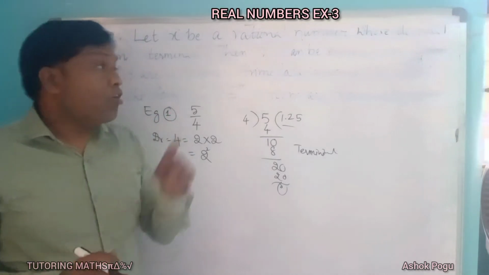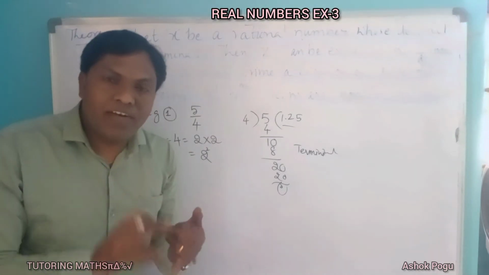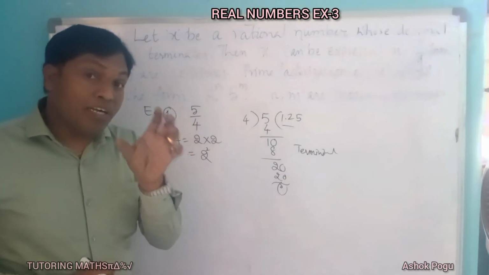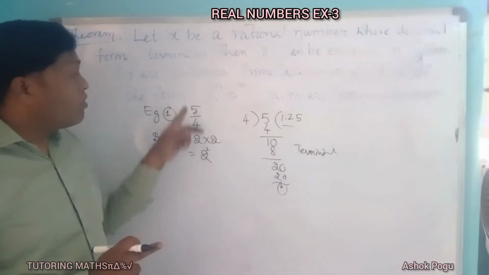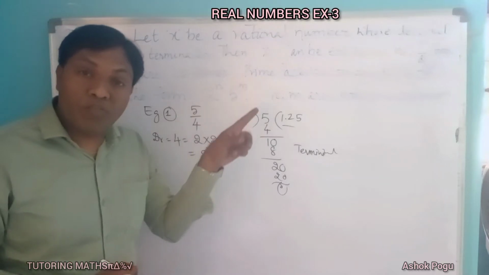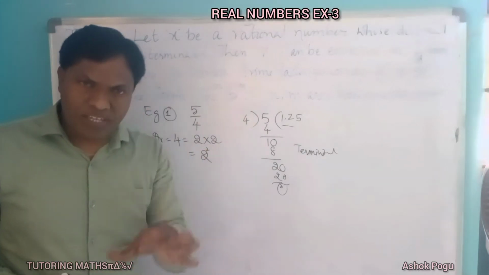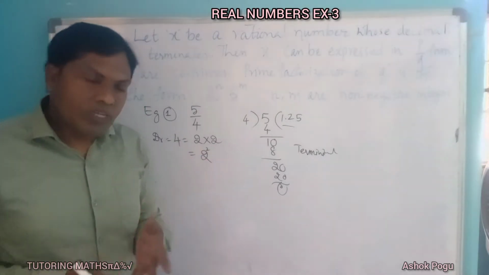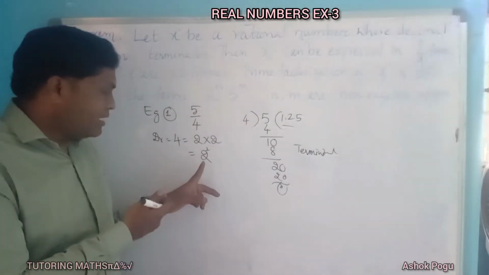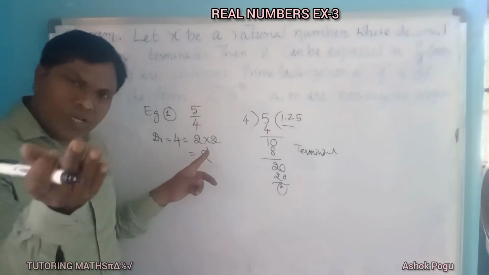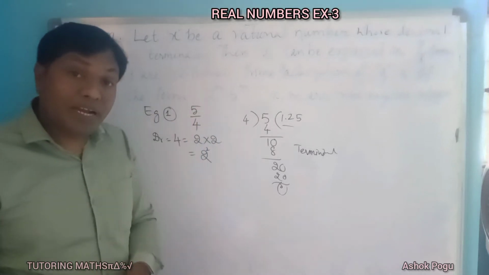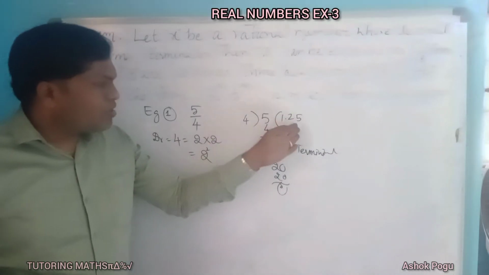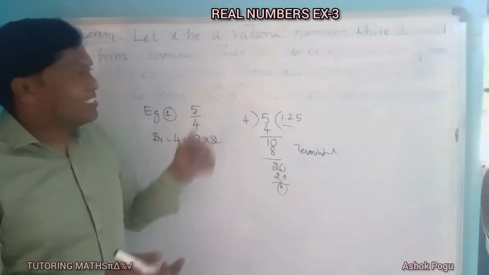According to the theorem, the denominator factorization must be done. In the factorization, the denominator factors must be in the form of 2 to the power of n and 5 to the power of m. You should get only 2s and 5s. We have got all 2s, 2 square. So if the denominator is in the form of 2 to the power of n, you can say that it is a terminating decimal. By division also, we got the same result, terminating. So, this is the theorem.